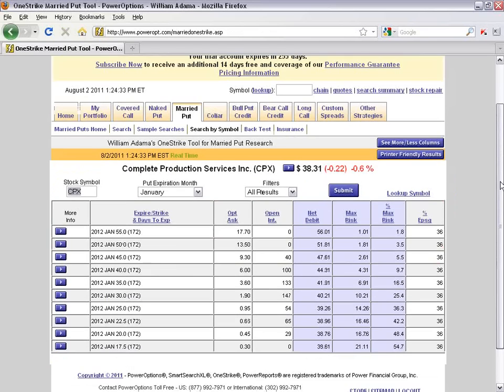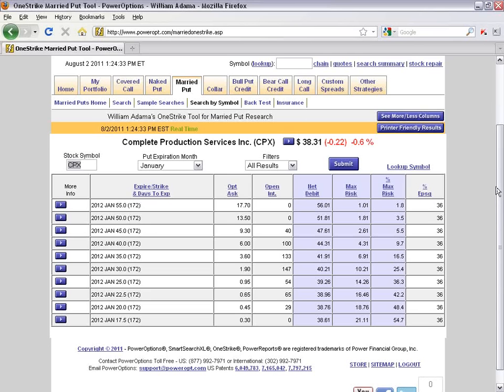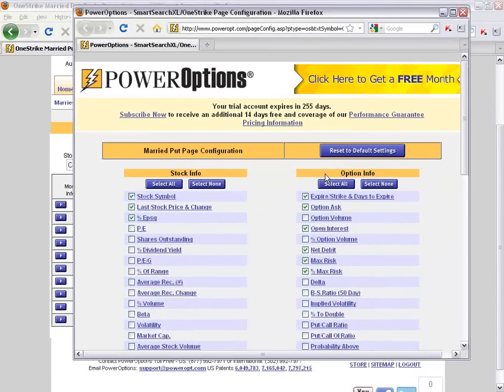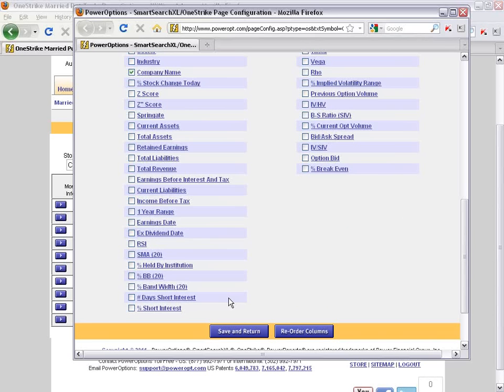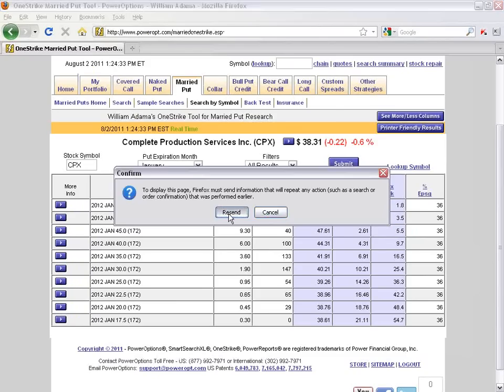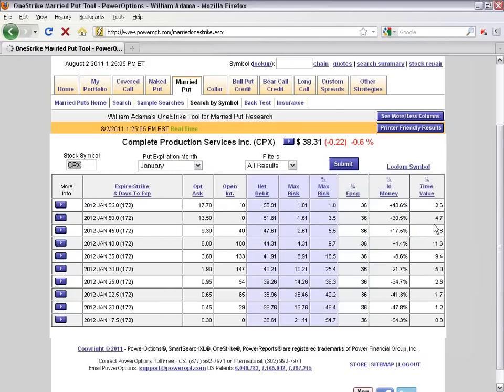Oh boy. Oh, that's not too bad. And I want to add just 1 more column. When I click see more or less columns, what I want to see now is the range in or out of the money. And I also want to see the percentage time value. Now the maximum risk shows this too, but I want to show it also with the percentage time value. Well, let's just, nah, I don't need the percent break even. We'll see that manually. Let's click Save and Return and refresh our page so we have those available. Okay.